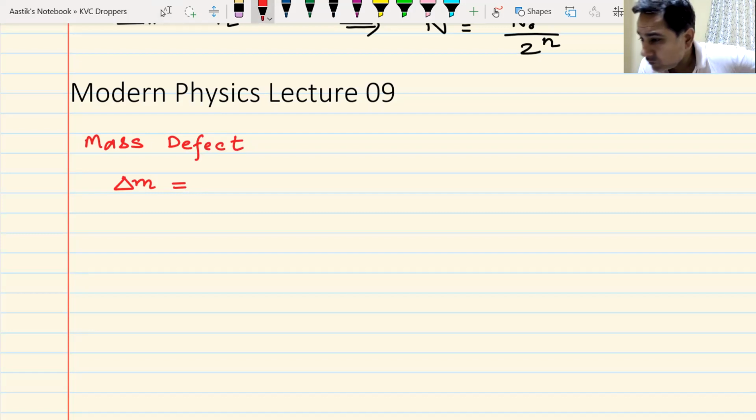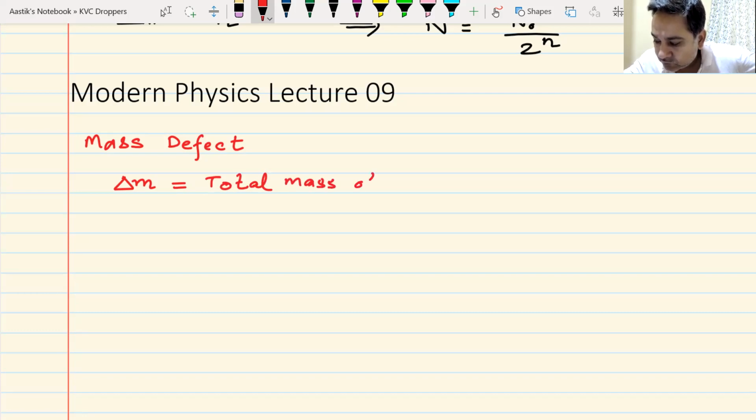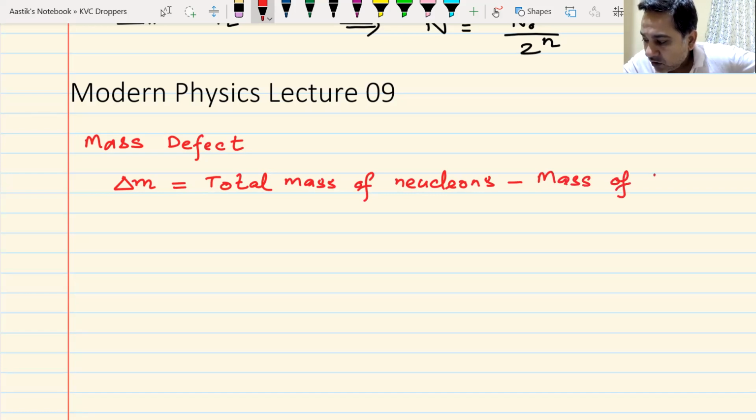The total mass of the nucleus is less than the mass of the nucleons. The difference in the mass is known as the mass defect. So delta M will be equal to the total mass of nucleons, nucleons means protons plus neutrons, minus the mass of the nucleus. This is what we call as the mass defect.